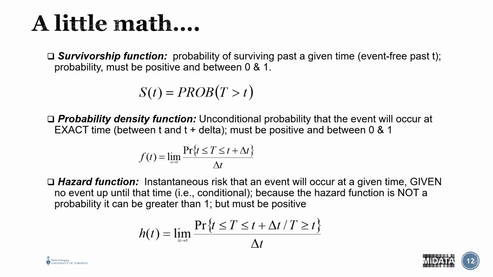And lastly, the hazard function. Now, the hazard function is the instantaneous risk that an event will occur at a given time, given no event up to that time. So it's conditional. Now, the hazard function is a risk. It's an instantaneous risk. It is not a probability, and therefore it can be greater than 1, but it must be positive.